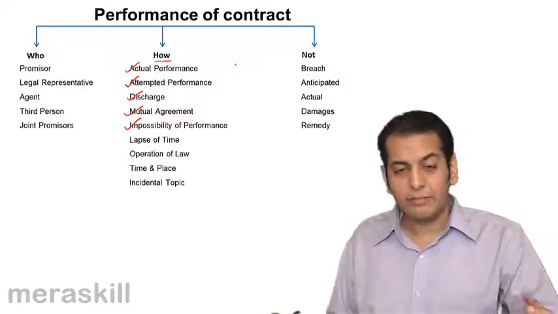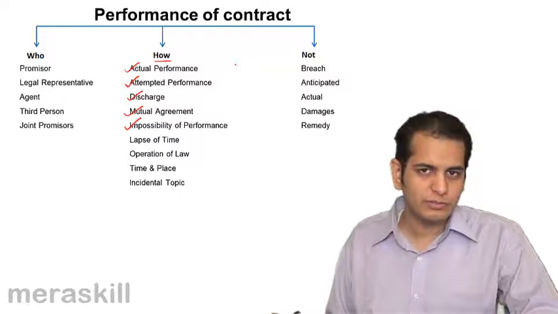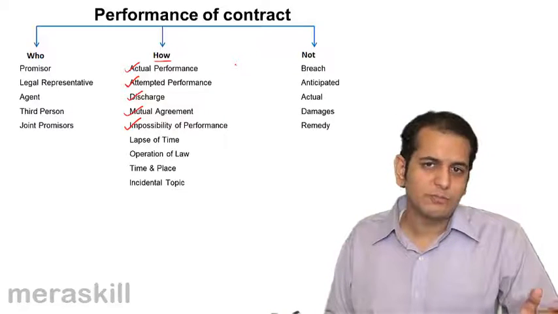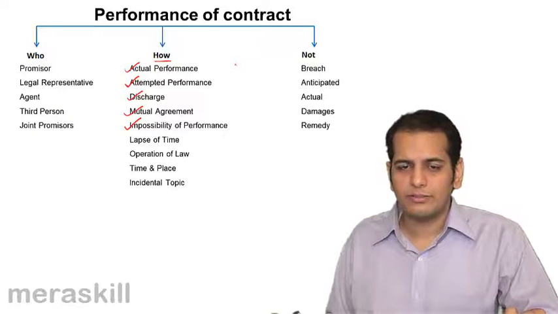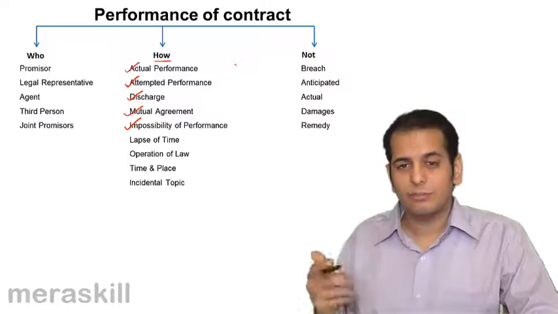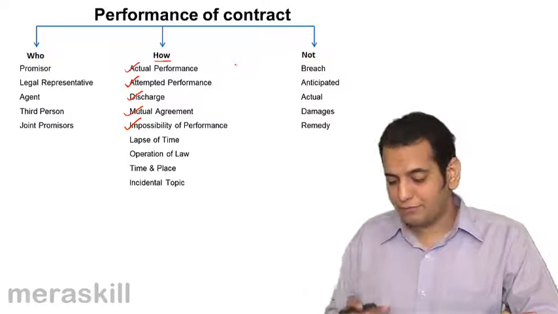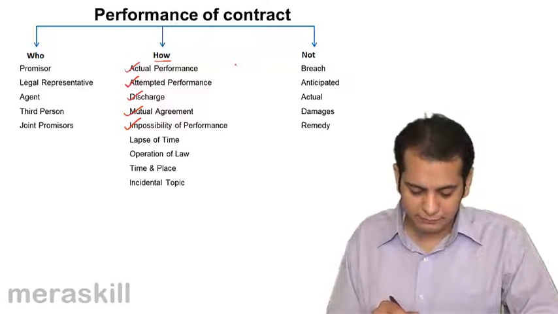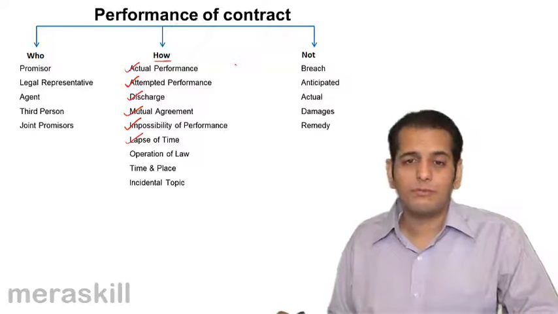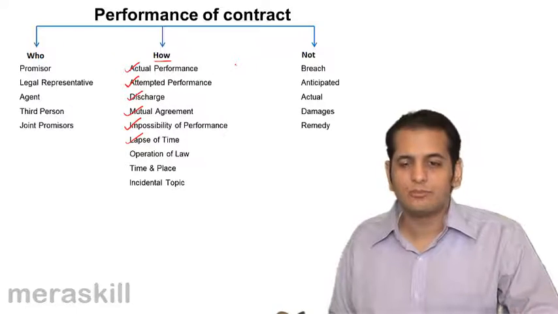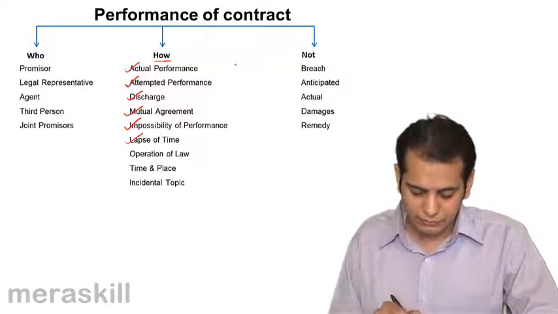Then we studied the impossibility of performance. We said there are two kinds of impossibilities. Impossibility existing at the time of the contract. In this case, the contract becomes void ab initio. The second was supervening impossibility, which occurs after the making of contract. Then we studied lapse of time. What happens when the time expires, the time which was stipulated expires.